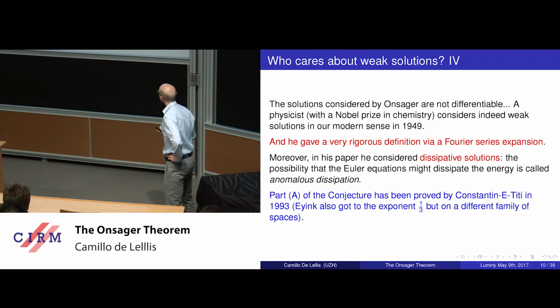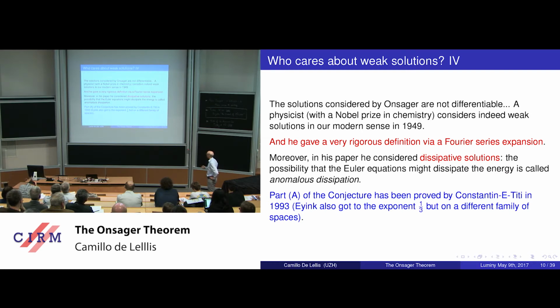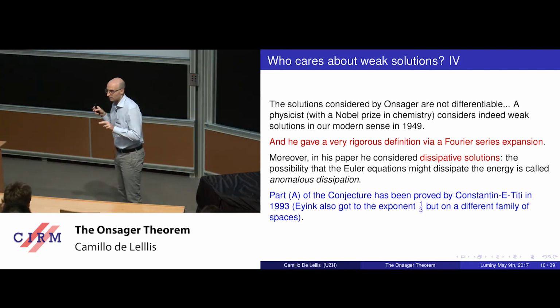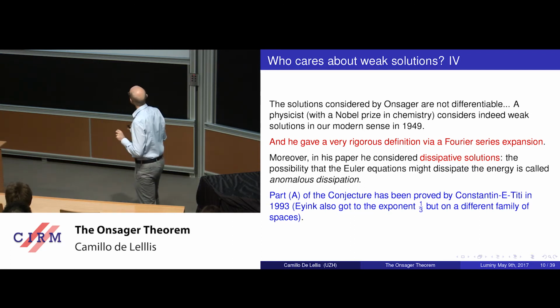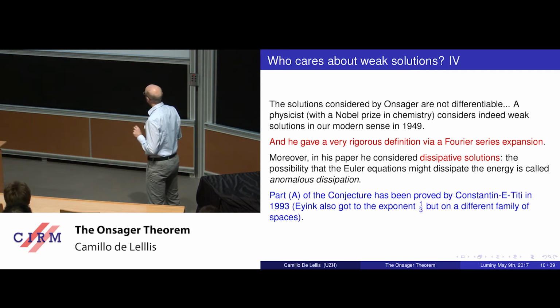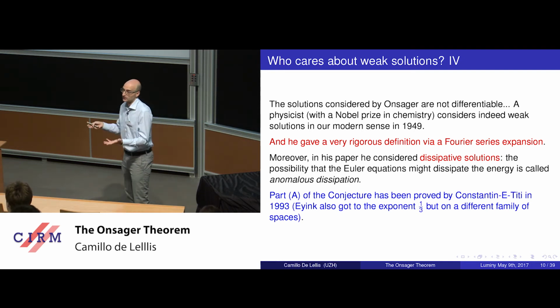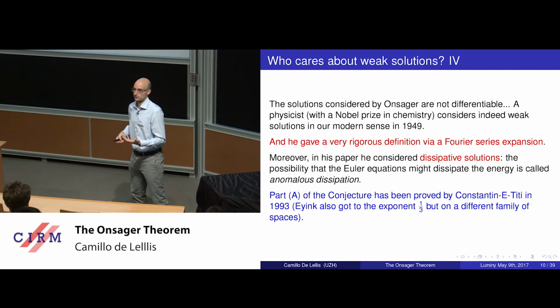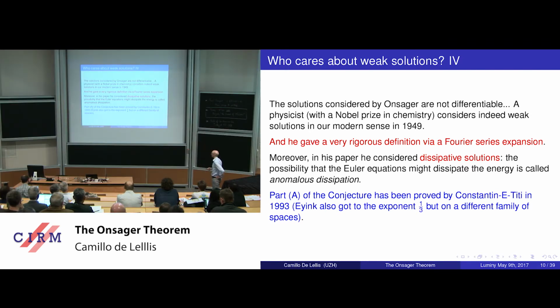Okay, so the first part of the conjecture, that for exponents larger than 1/3 the energy is conserved, was proved by Constantin, E and Titi in 1993. Actually, a little earlier than Constantin, E and Titi, Eyink also got to the exponent 1/3, let's say morally, because he didn't actually prove the precise statement of Onsager. So he proved energy conservation for a scale of spaces which has 1/3 of a derivative, like the Hölder spaces, but not for the Hölder spaces. I mean, for slightly different functional spaces which have a similar flavor.